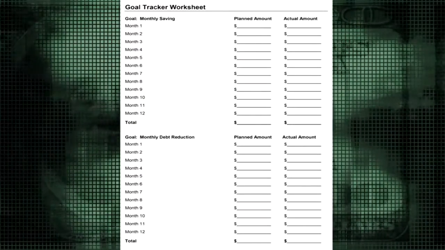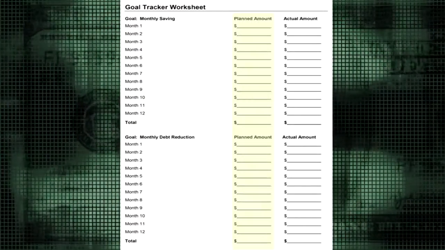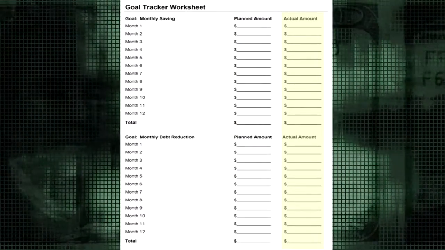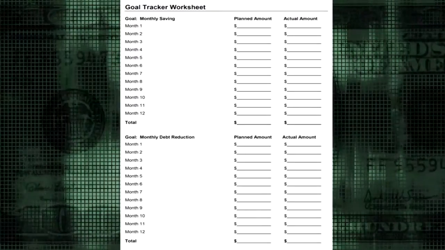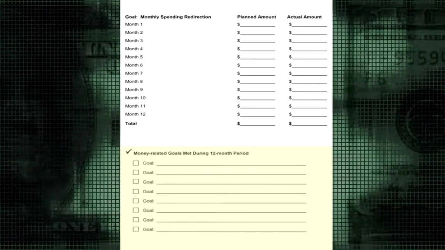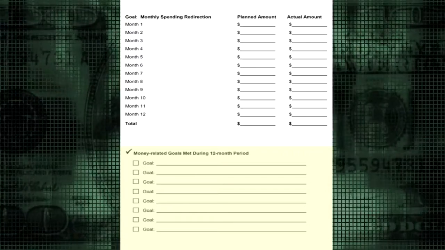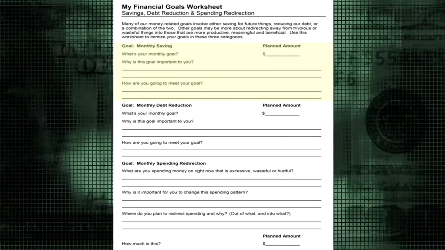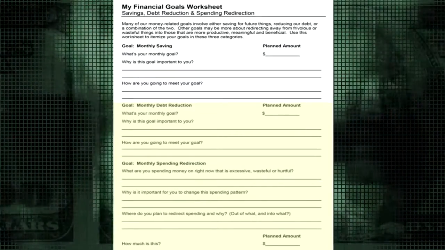Whether your goal is saving, reducing debt, or a combination of the two, enter the amount in the planned column and the actual amount in the actual column at month end. If your financial goals also include redirecting some of your spending away from some things and into others, you do the same thing. Space is provided to track your goals for a 12-month period. You can also use Goal Tracker to check off any goals you meet during the 12-month period. Part 1 of this two-part video provided instruction on savings goals. This part covers debt reduction and spending redirection goals.